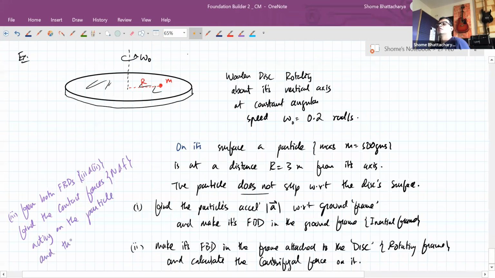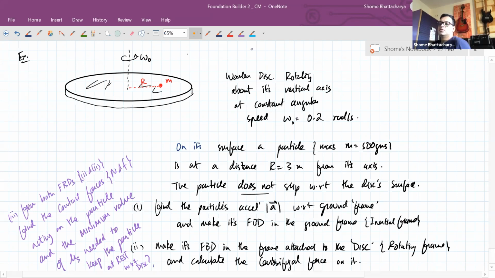and the minimum value of coefficient of static friction needed to keep the particle at rest with respect to the disk. So this is the third part of the question. So just try this out. With this, the concept of centrifugal force and free body diagram, application of centrifugal force will become clear.